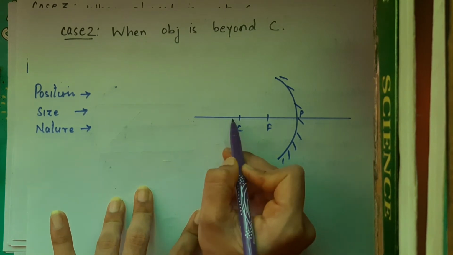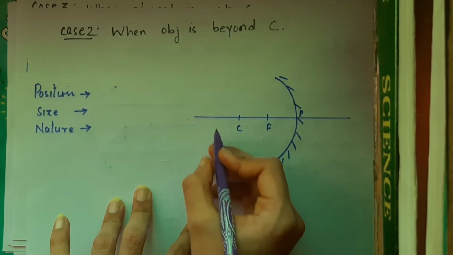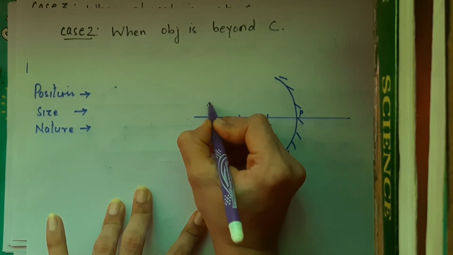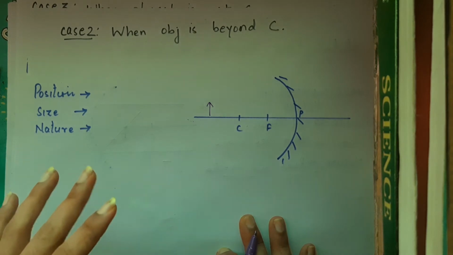मैं यहाँ पे कहीं भी इसके पीछे कहीं भी रख सकती हूँ object को, वो मेरी मर्जी है. So fine, I can place an object. Let's say I am placing an object here. And how do you mark an object? You mark an object with an arrow. So that is a symbolic gesture.